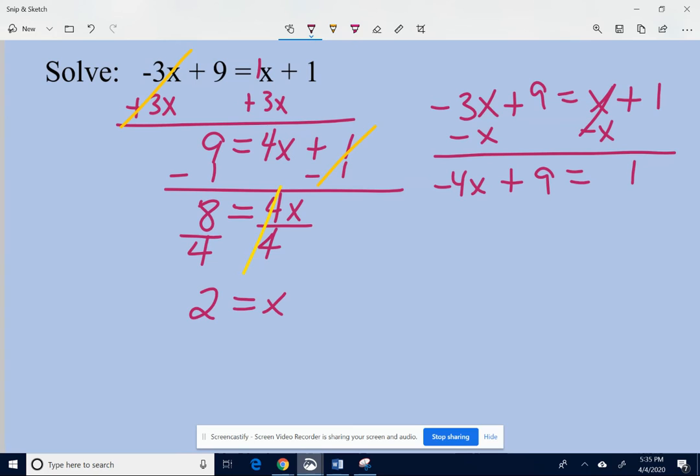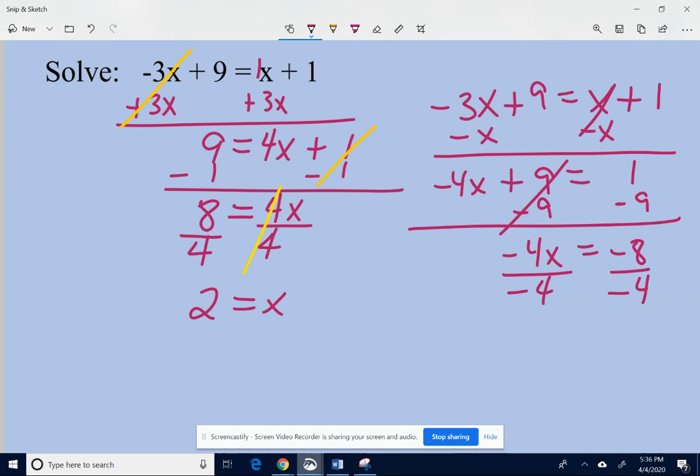It's nice to get everything else on the other side, so the x's will be completely alone, by subtracting 9. So on the left, we're left with negative 4x. On the right, we're left with 1 minus 9. Think of that as 1 plus negative 9 if it confuses you. Negative 8. Get rid of the multiplied negative 4 by dividing by negative 4. And then x would equal negative 8 divided by negative 4, which is 2.